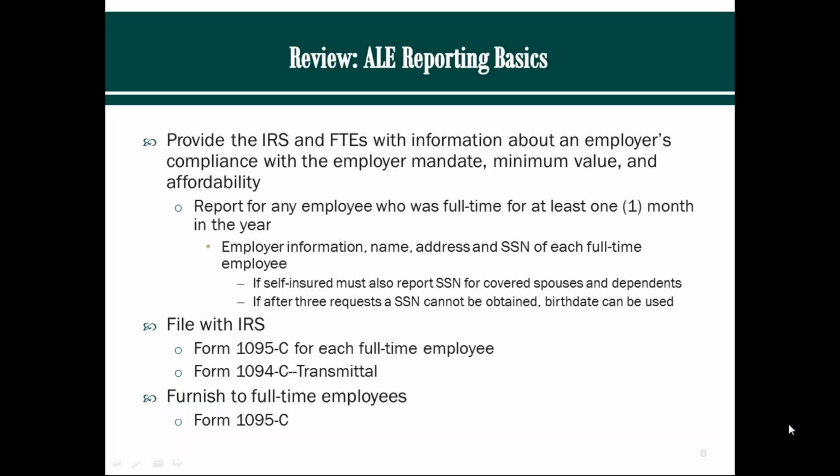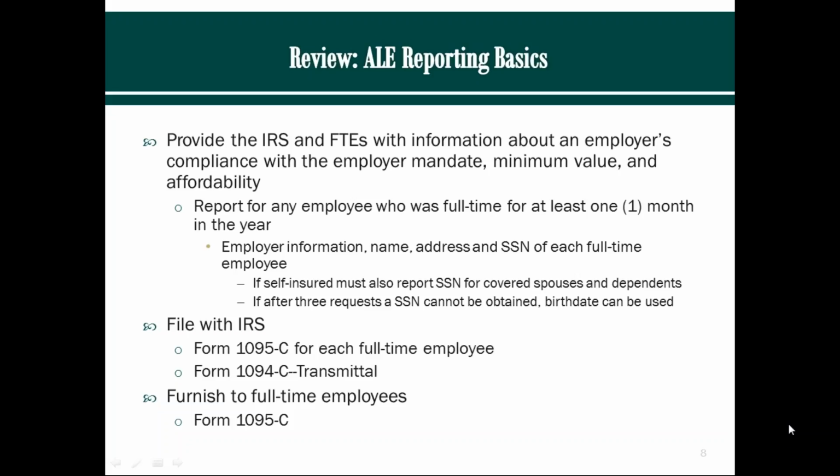Now we're going to talk about the basics for you as an applicable large employer. For this reporting, we use the forms 1095C, which goes to the full-time employees, and 1094C, which is a transmittal form to the IRS. Again, we're using this form to report information about the type of coverage that you offered your employee and any enrollment they may have in healthcare coverage for the full-time employees, and then also any other individuals who may have been covered under a self-insured plan who were not full-time employees.